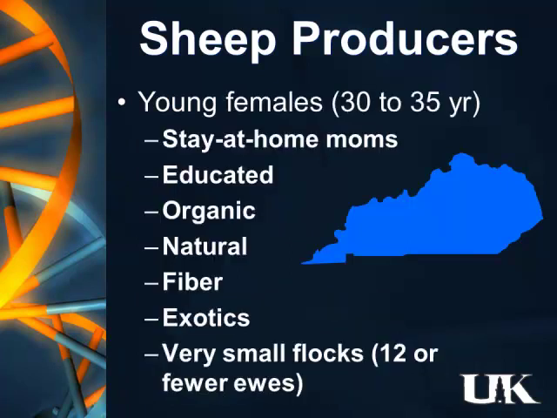Now, my third group that comes to these events where I try to educate them are young females between 30 and 35. They're typically your stay-at-home moms. They're very well educated. They're interested in the organic or the natural. They're interested in fiber, the exotic breeds, and they have 12 or fewer ewes, and every one of them has a name. No number, but a name.